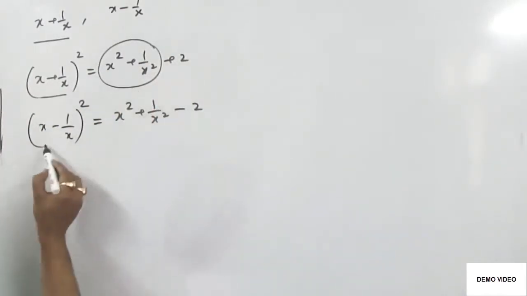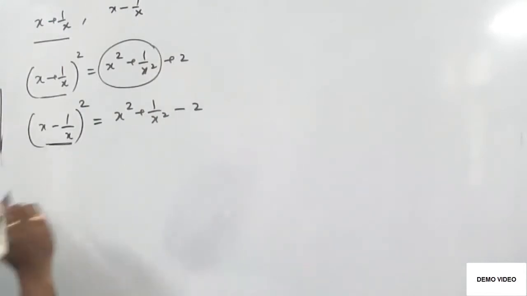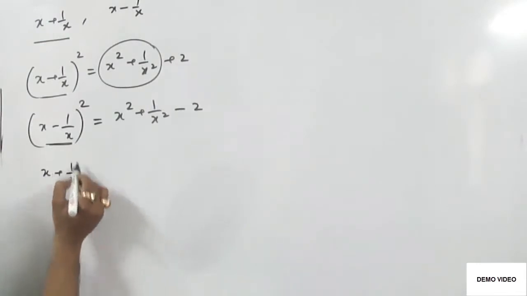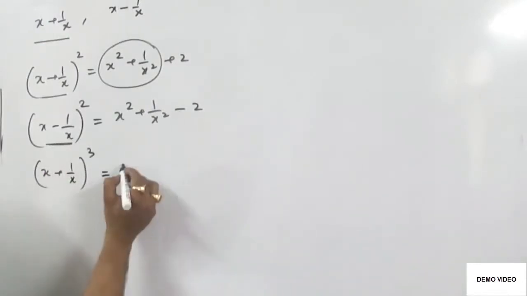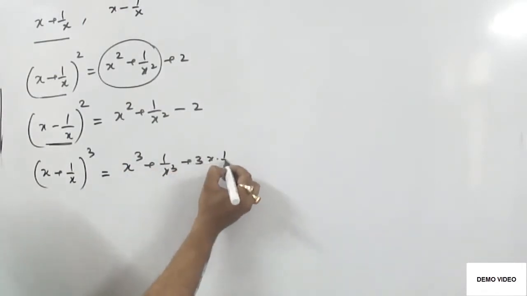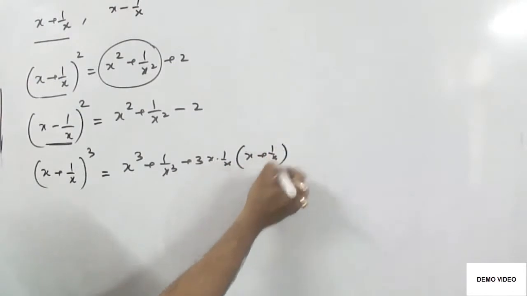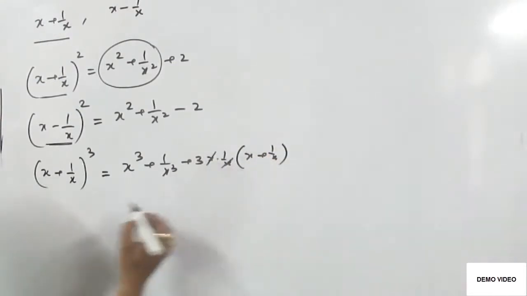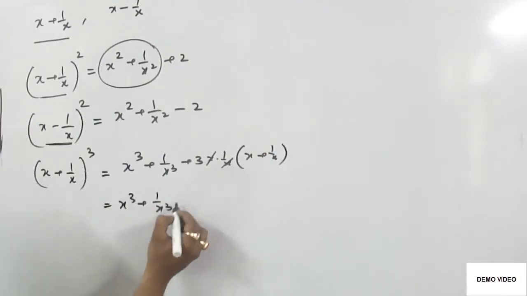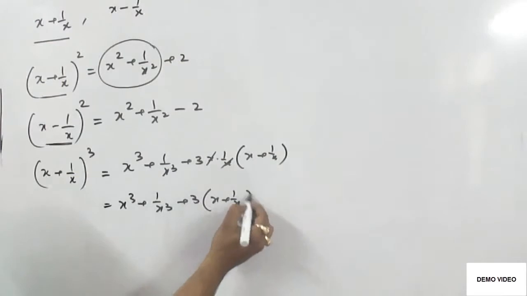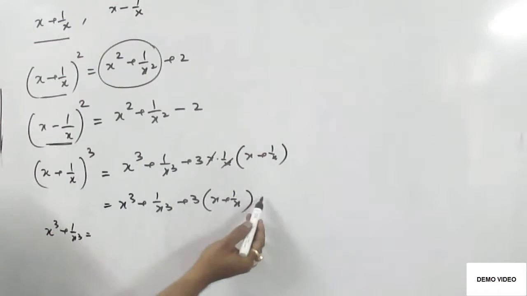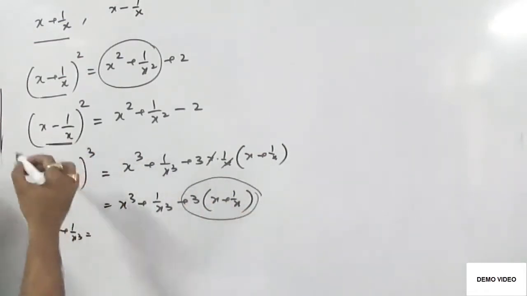In some questions we are given x plus 1 upon x, and we have to calculate the cube of it. The formula is x cube plus 1 upon x cube plus 3 x into 1 upon x, bracket x plus 1 upon x. As you know, this value x into 1 upon x is cancelled, so the formula would be x cube plus 1 upon x cube plus 3 times x plus 1 upon x. And if we have to calculate the value of x cube plus 1 upon x cube, we will shift this part to the left side. It will become x plus 1 upon x whole cube minus 3 times x plus 1 upon x.